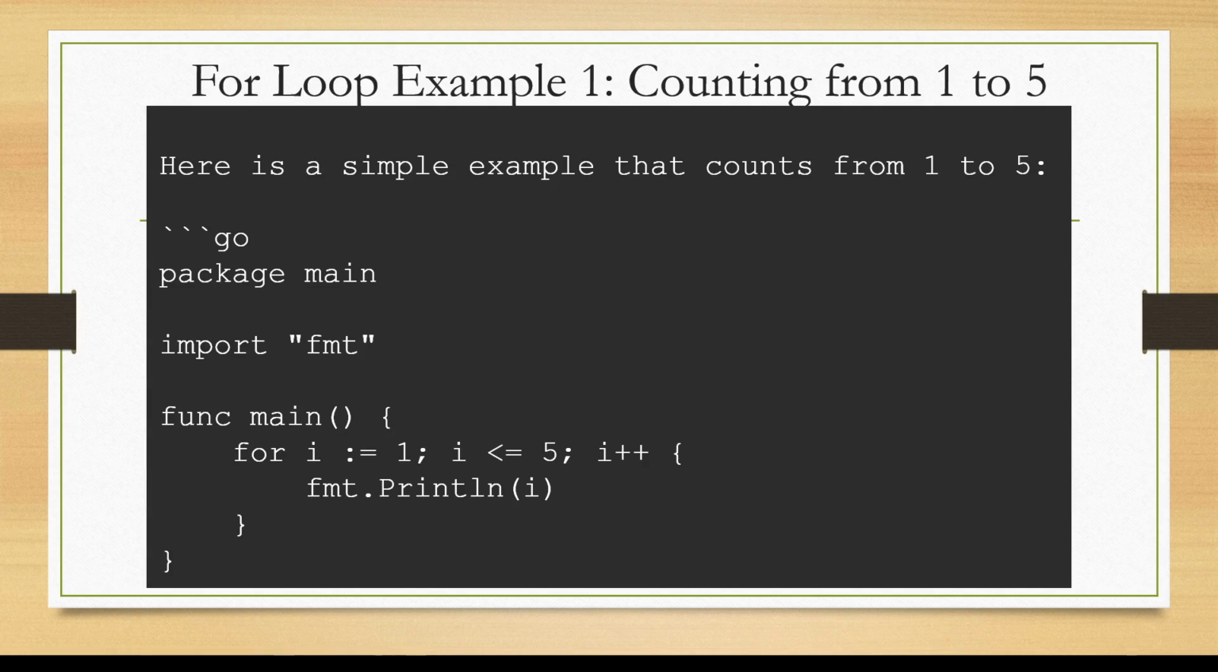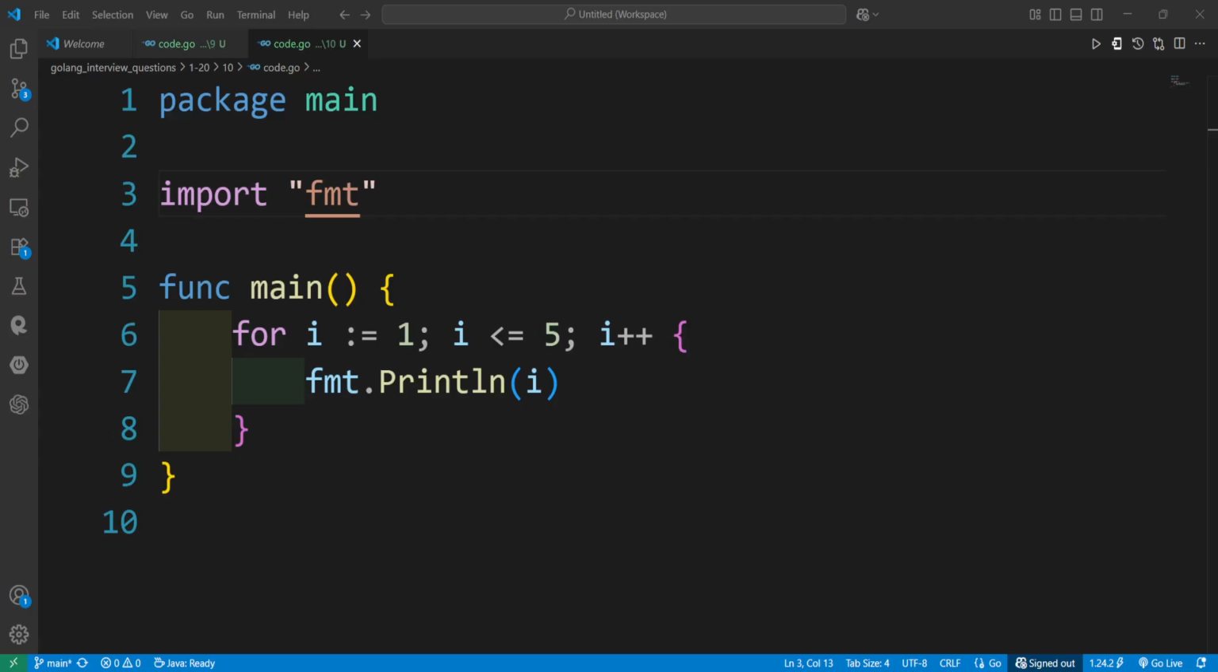Alright, now look at a super simple for loop example. We are just printing the numbers from 1 to 5. So let's switch into VS Code. First we have package main. This is just to tell Go that this is the starting point of your program.